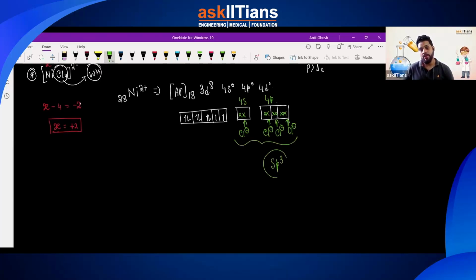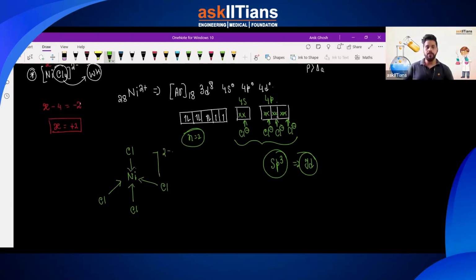sp3. That means, what is the shape? Tetrahedral. How many unpaired electrons are there? Right? Now, guys, tetrahedral means this is how NiCl4 looks like. NiCl, Cl, Cl. Remember, they are all coordinate covalent bonded to nickel, the substrate. Okay.